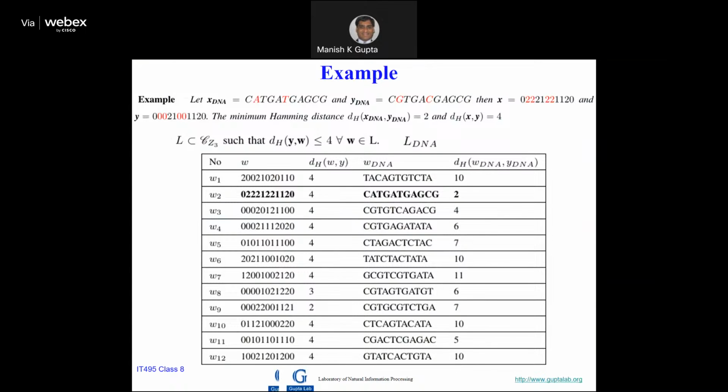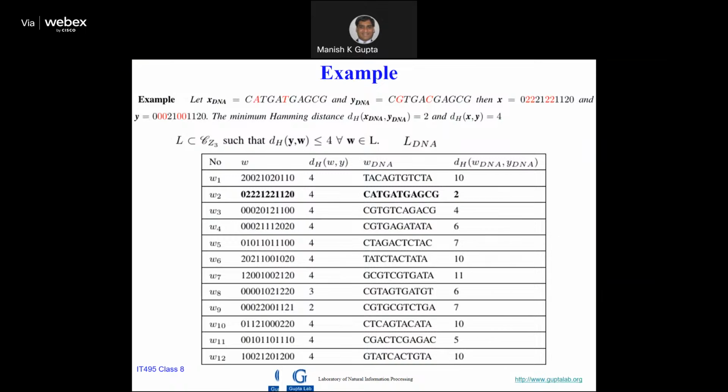Now you look at this example here. X DNA was this, Y DNA is received. So X is this, Y is this. The Hamming distance between X DNA and Y DNA is 2. They differ at 2 places, right? And the distance between X comma Y is 4. You can see that, right?